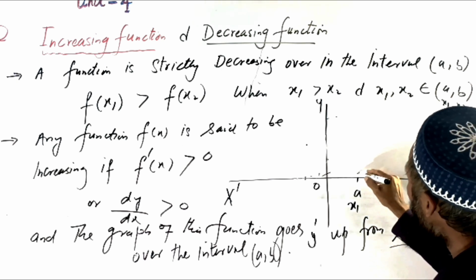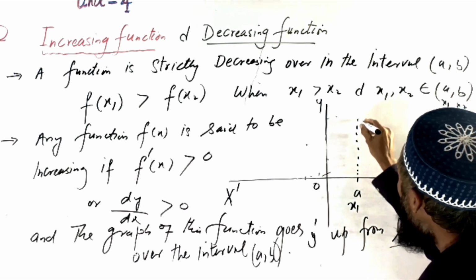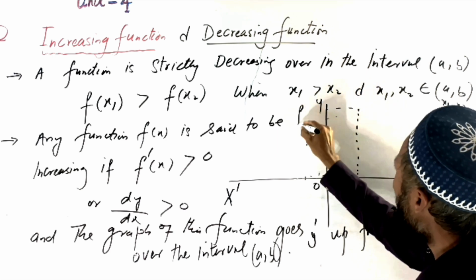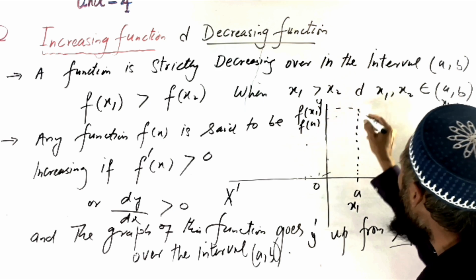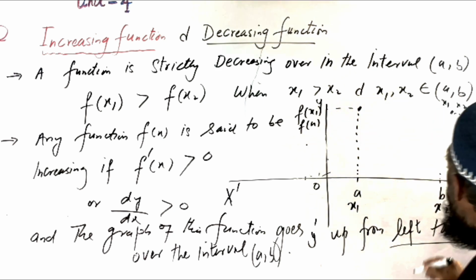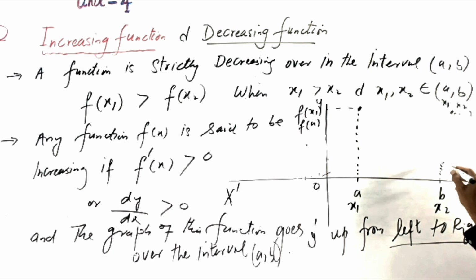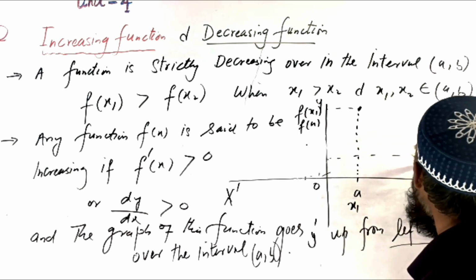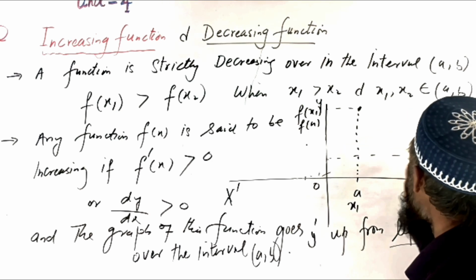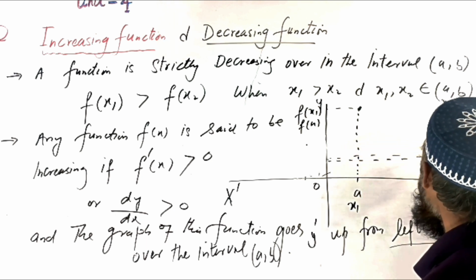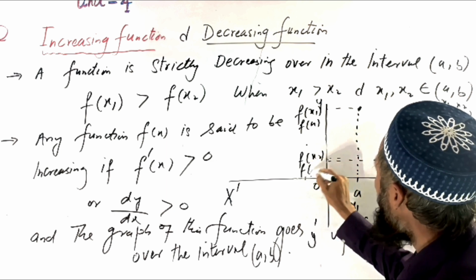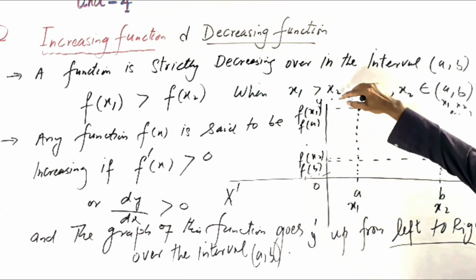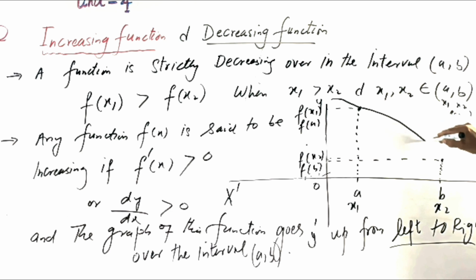Look here, f of x1, that point is f of x1 or f of a. Similarly, if we decrease from that point to f of x2 or f of b, then from left to right the function is also decreasing.